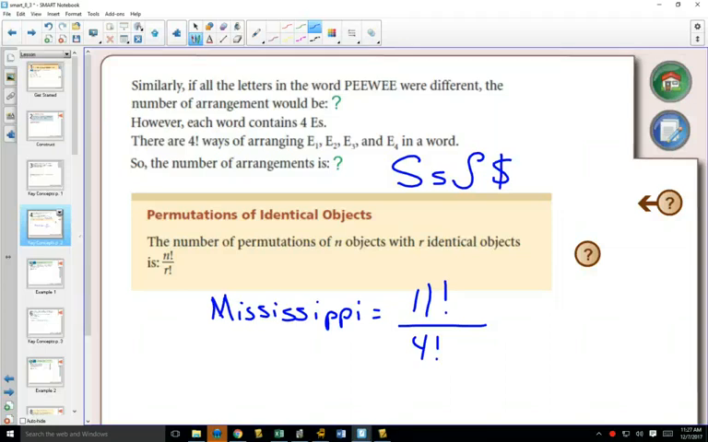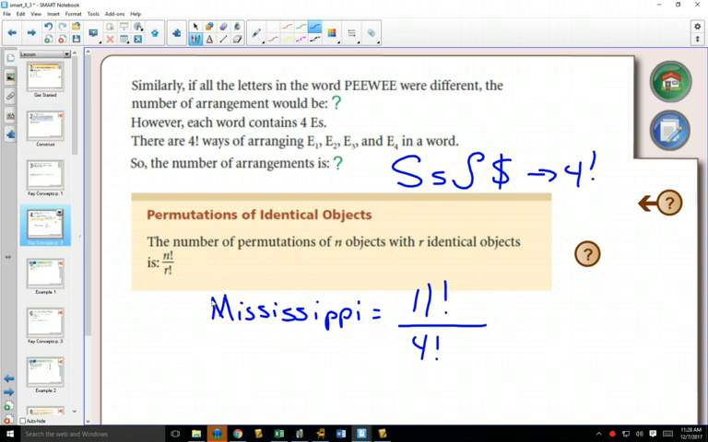If there were 4 S's and they were all different, then there would be 4 factorial ways of arranging them. So in the 11 factorial, all of your arrangements, there always appear those 4 S's that appear to be in different places, but they're actually the same. So we have to divide out those identical objects. And we do that by dividing by 4 factorial.